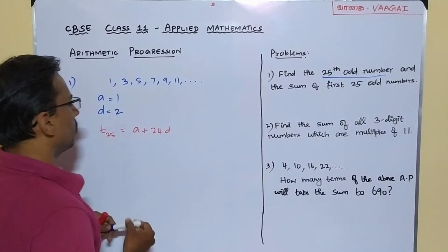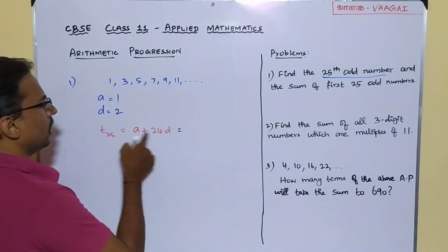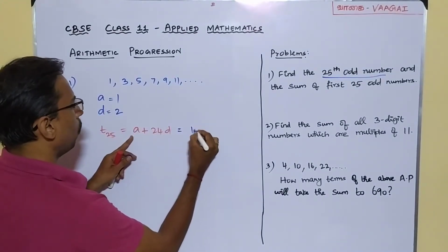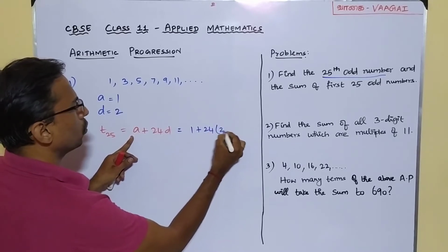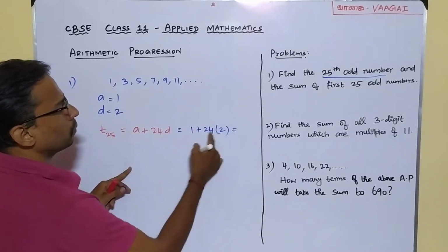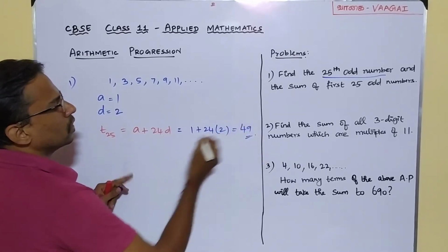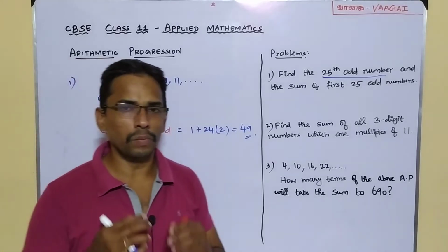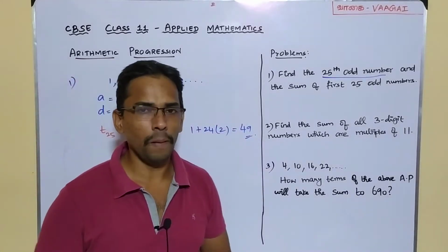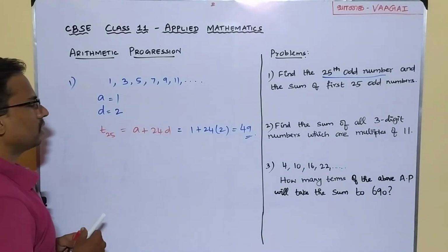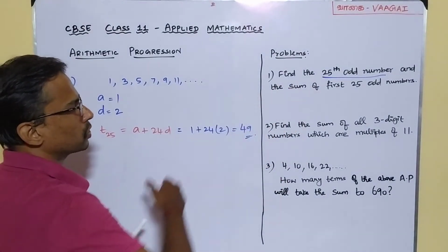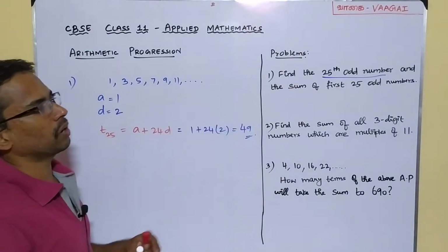That's it, right? So now we very well know the values of a and d. Let's substitute it. So we will be getting 1 plus 24 into 2. That's going to be 1 plus 48, which is going to be 49. So that means the 25th odd number is going to be 49. Very simple. And now we have to find the sum of first 25 odd numbers also. That is also our next part of the question.